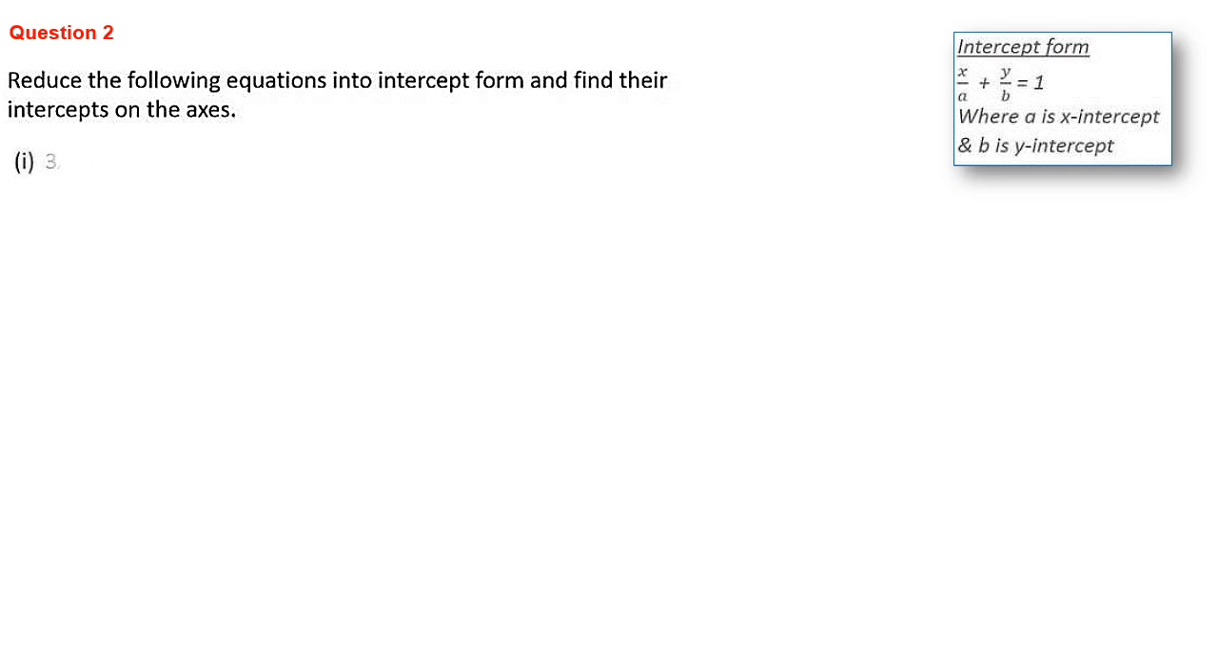So what we can do, just take the equation. Left side x and y, right side 1.